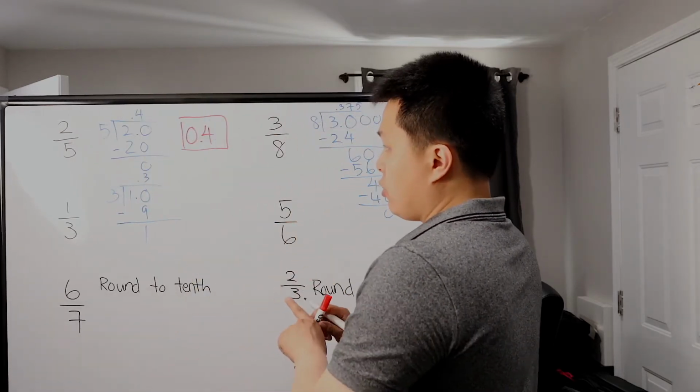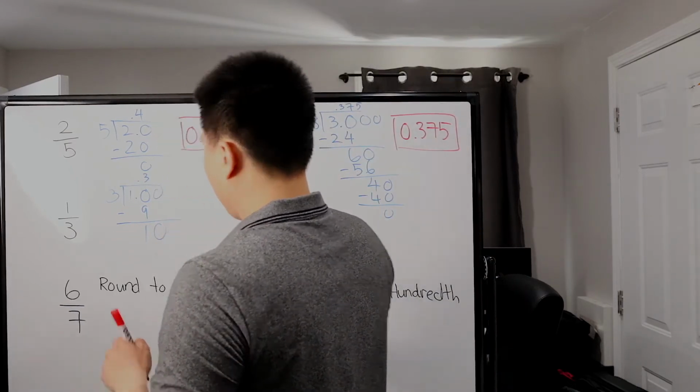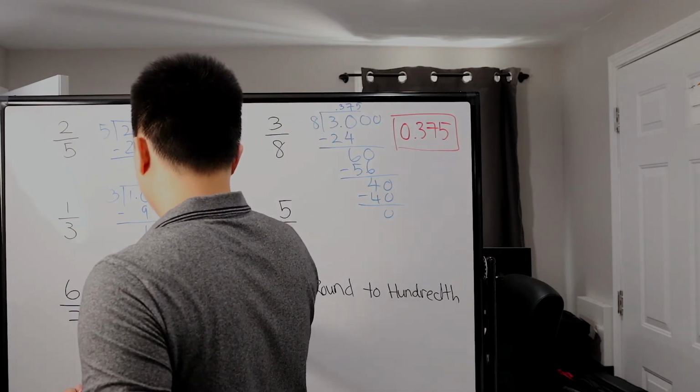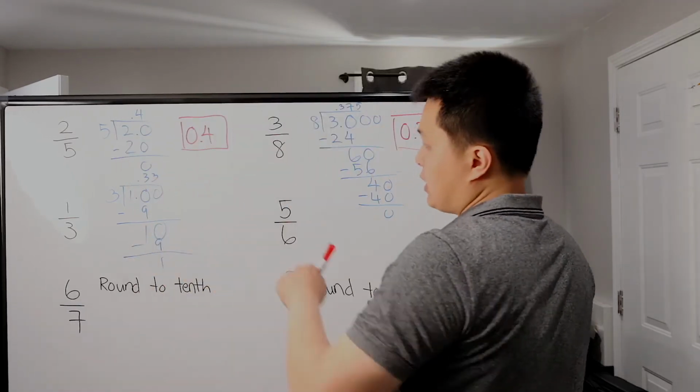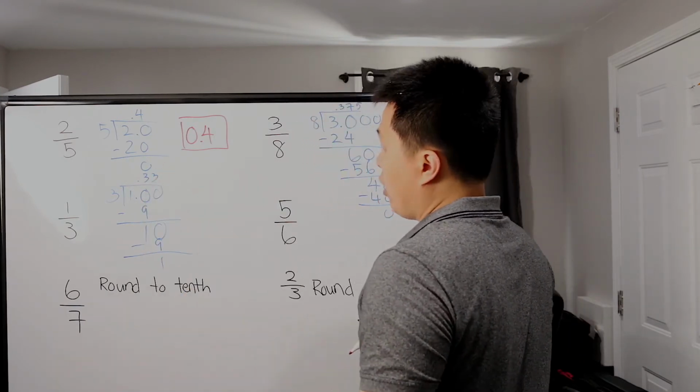Now, here's where hopefully you notice a little pattern. We can put another 0, and then we're going to do another 3 because we have 10, so we subtract 9, and then we're going to have 1 again. So this one is an example of a repeating decimal. This is going to continue with 3 on forever.